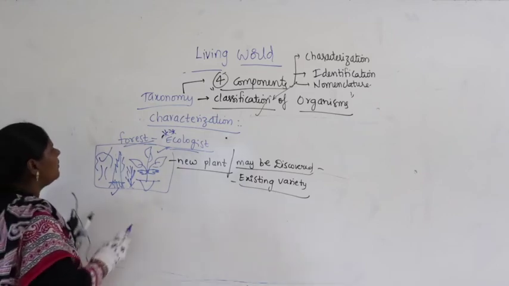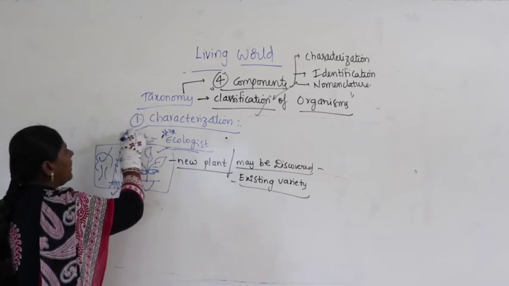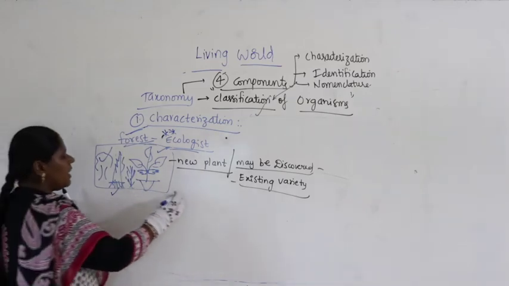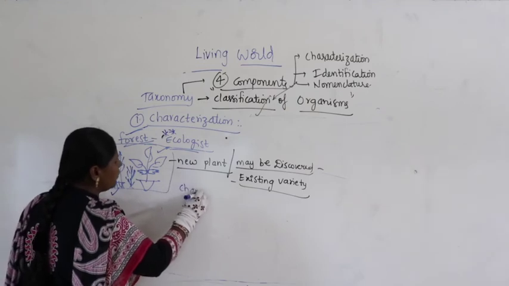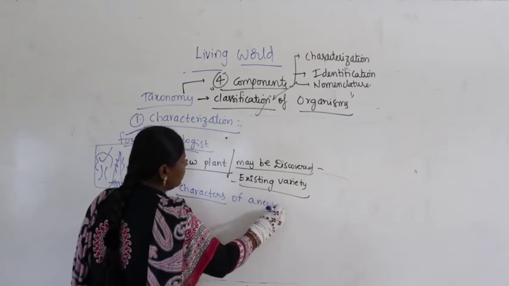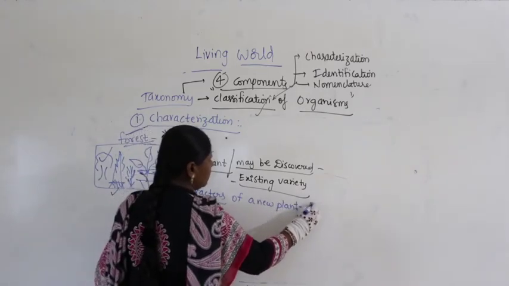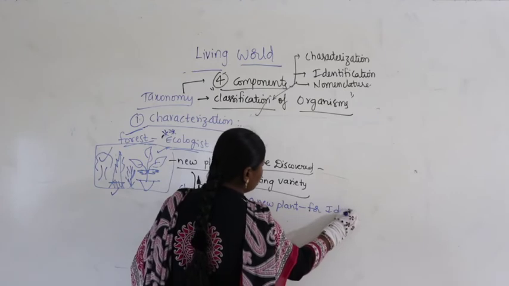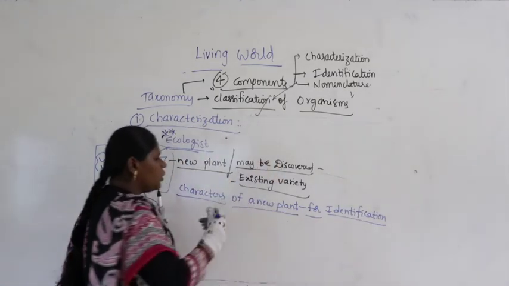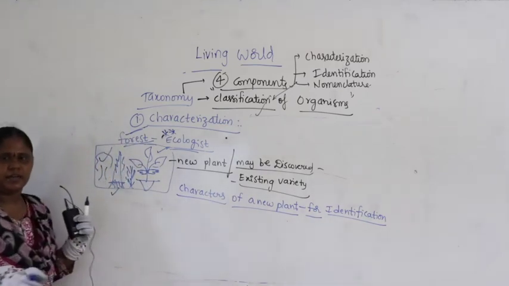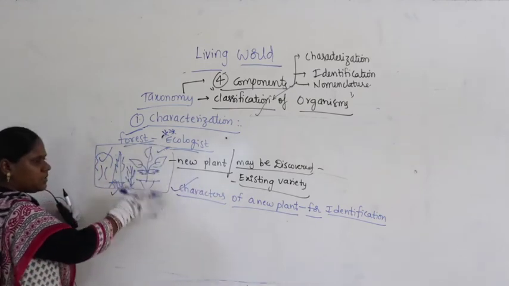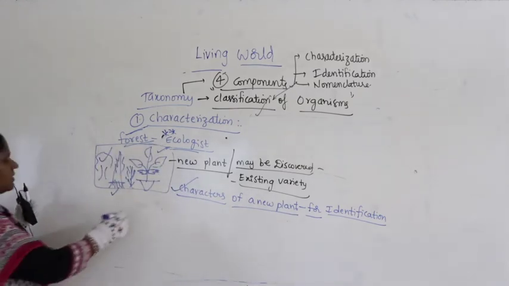The first step he will do is called characterization. What is the meaning of characterization? Now he will start noting down the characters of a new plant for identification. It may be entirely a new plant, so it has to be identified. Then what will he do? He has to note down the characters. What are the characteristics of this particular plant?